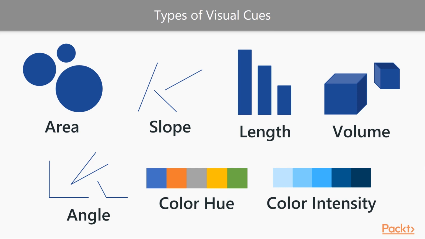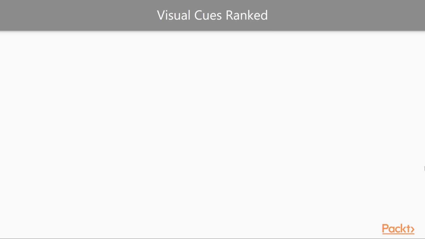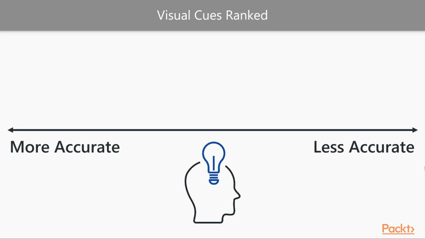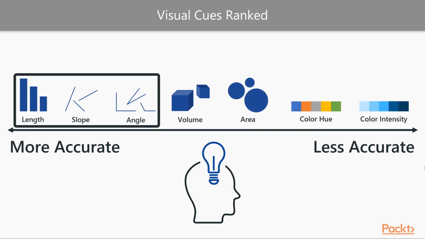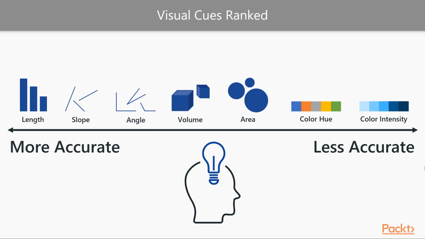However, not all of these are created equal. Studies have shown that our brains perceive these types of cues differently, and more specifically, some of these are easier to interpret than others with regards to differences in a value. Let's distribute these cues across a ranked axis, ranging from more accurate to less accurate. It might seem obvious to some that length, slope, and angle take the crown when it comes to accuracy for value variances. What I want to draw attention to, however, is the volume and area cues here in the middle.